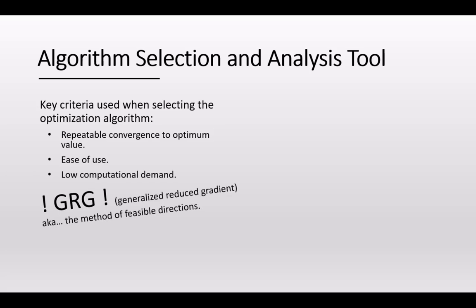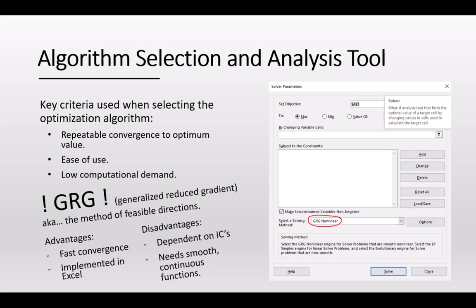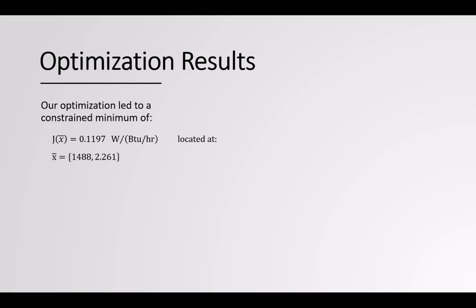It has several advantages. Since it is gradient-based, it converges quickly to the minimum, and its implementation in Excel made it easy to integrate my data with the optimization process. The few disadvantages of the GRG method are that it is highly dependent on initial conditions, and it needs smooth, continuous functions. From looking at our objective function, I concluded that neither of these were concerns. Of course, I used the Excel solver add-in with the GRG nonlinear method selected.